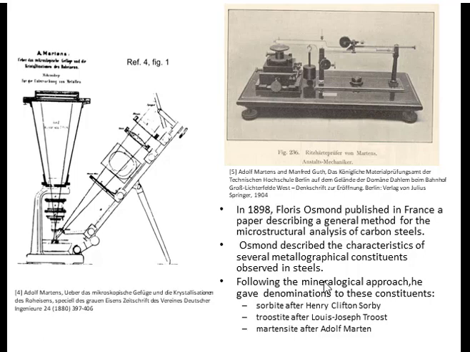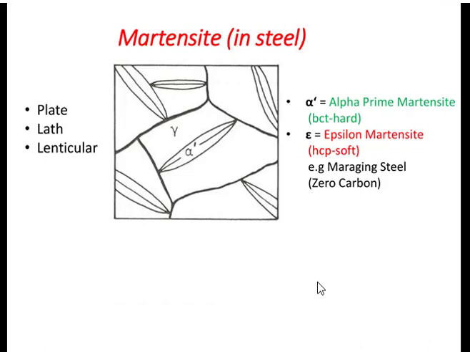So the martensitic phase that we know, the microstructure that we know of today, looks like this. For an iron carbon phase diagram, that is steels, we can see plate-like structures, lath-like structures, and lenticular-like structures. And we can have two different phases: the alpha prime phase of martensite, which is a BCT phase and is hard, or an epsilon martensite phase, which is an HCP phase and is soft.